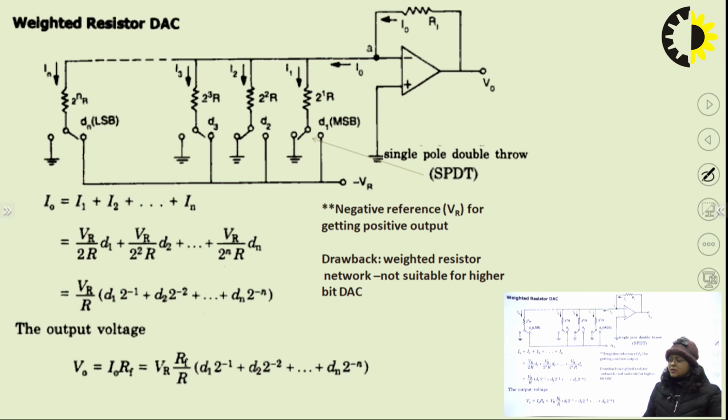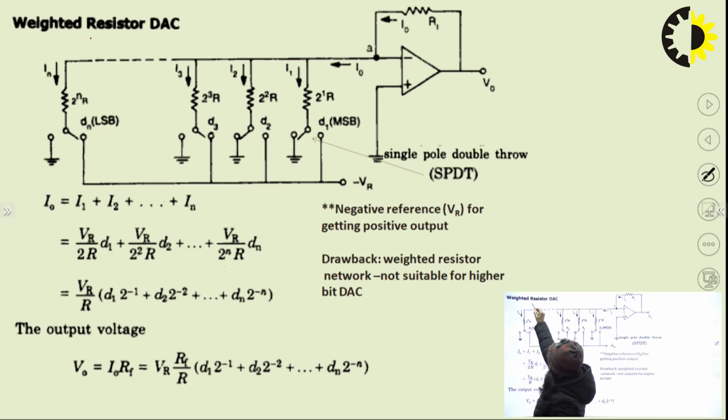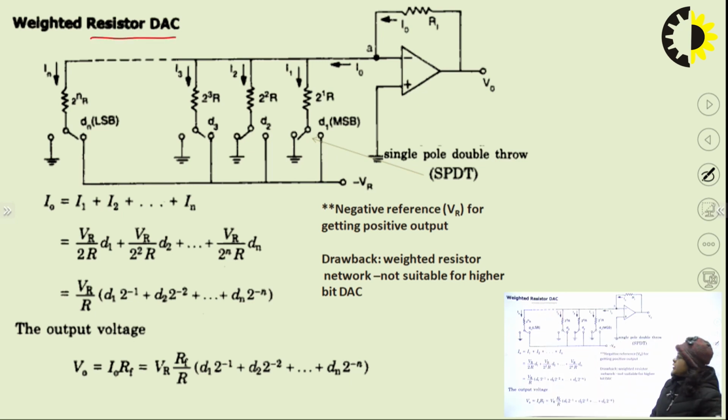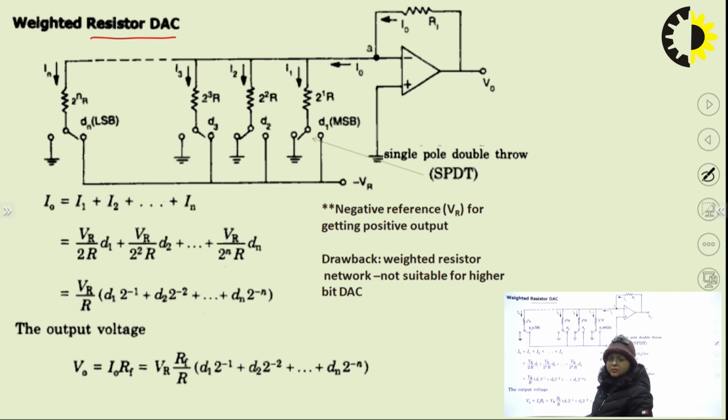Now, we move towards a circuit for DAC. A very basic and important circuit is called the weighted resistor. Here, we take an op-amp which works in inverting configuration. Positive input is connected to ground or single pole double throw switch, and negative feedback is used. To give the input, we take the weighted resistors 2 to the power 1 R, 2 to the power 2 R, similarly weights up to 2 to the power n R for n bit binary input.